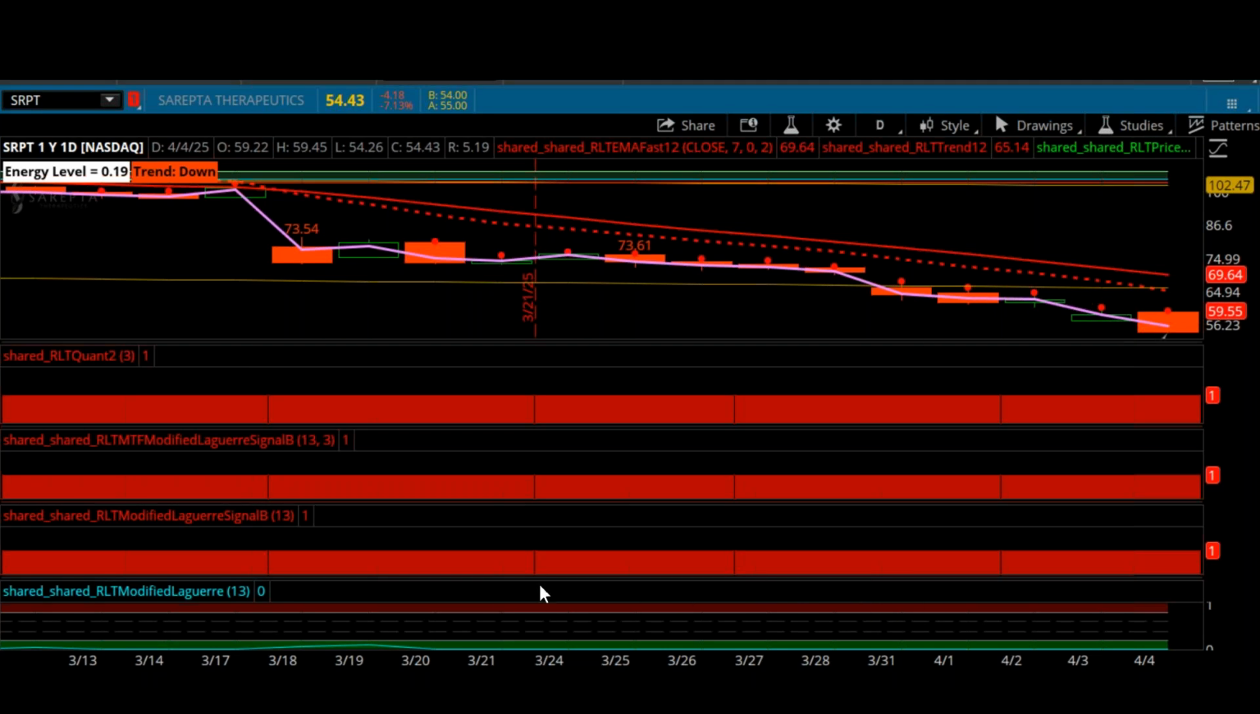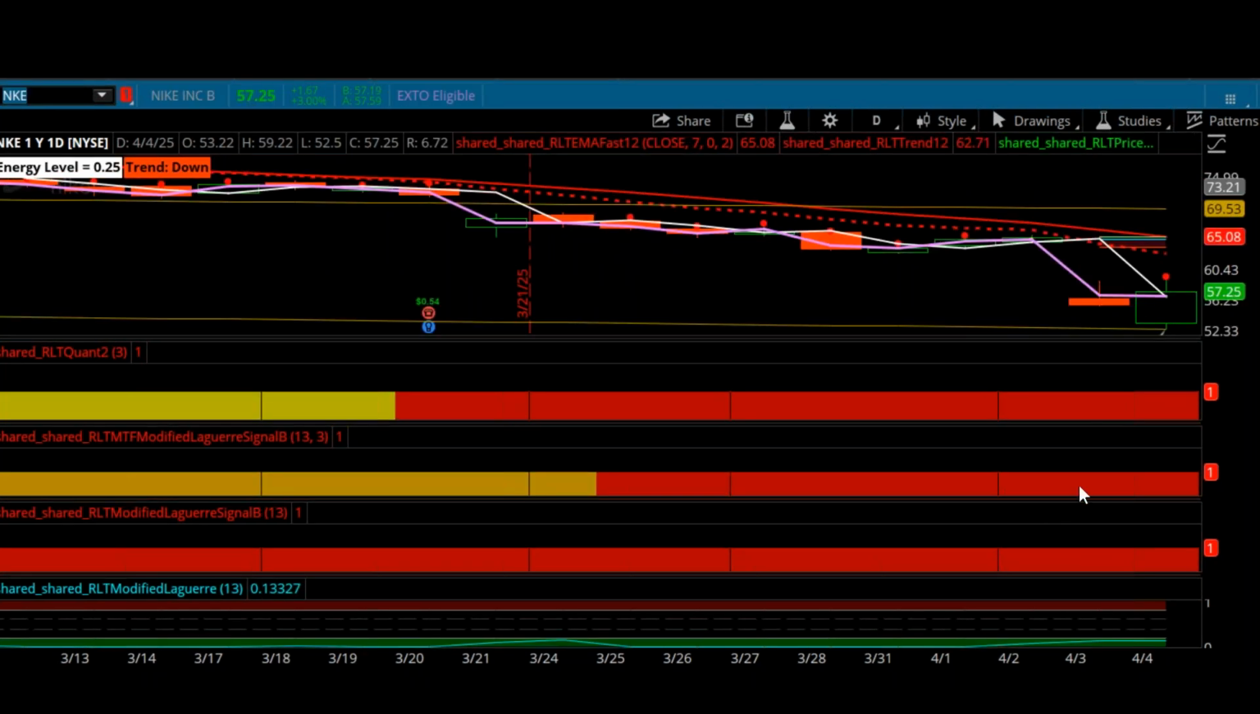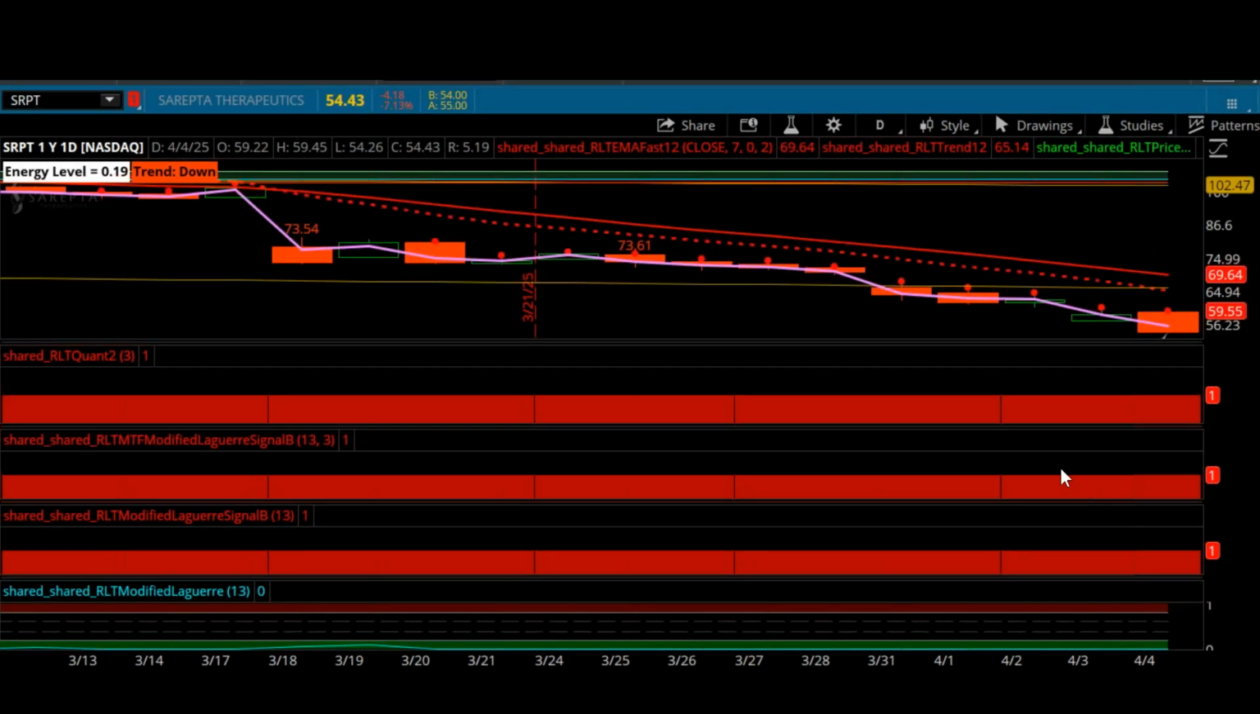But notice institutions selling, trend down, multi-time frame down. Both of these needed to be red or yellow: current time frame momentum here, multi-time frame momentum. These both needed to be aligned, same as they did here on Nike. Couldn't take the trade if one of those things was blue or green. And the fact the trend was the same direction gave it even more conviction.